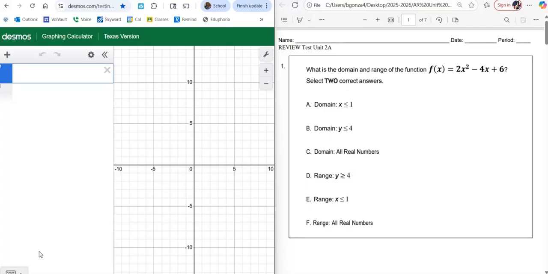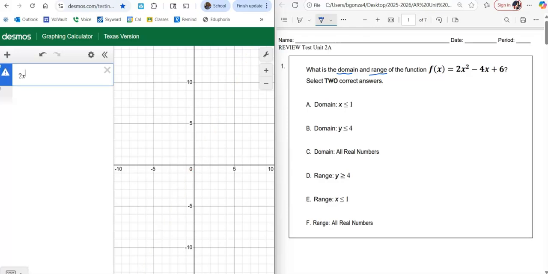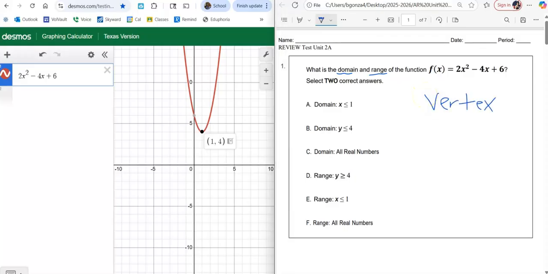Okay, what's the domain and range of this function? So first of all, we can type it in here. Now you do need to know the vertex, right? The vertex is at 1, 4. So the vertex at 1, comma 4. We know the domain is always going to be all real numbers. Always.